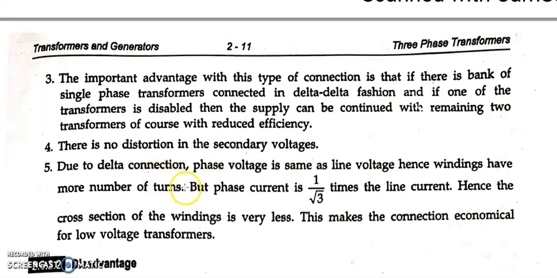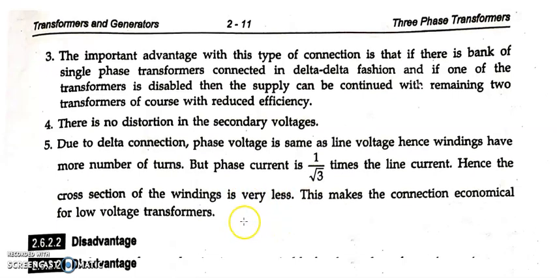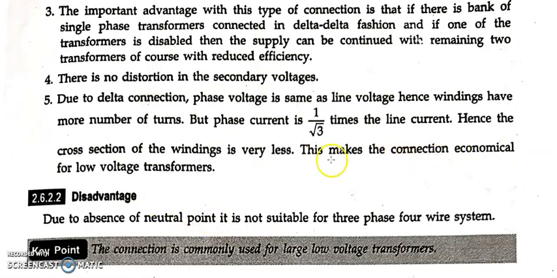As we know, phase current and line current have the formula I phase equals 1 by root 3 times the line current. Hence the cross section of the windings is very small. It is suitable for high voltage purposes, but it is not suitable for high current. That's why this makes it economical for low voltage transformers. Anyhow, the phase current and line current are not the same. Phase current is the current which flows in the delta part, and line current is the current which flows in the line, right?